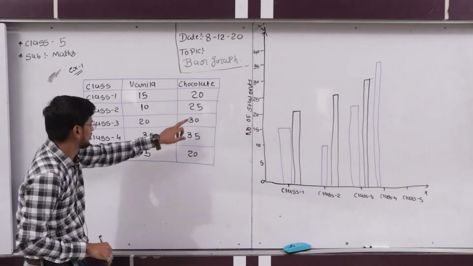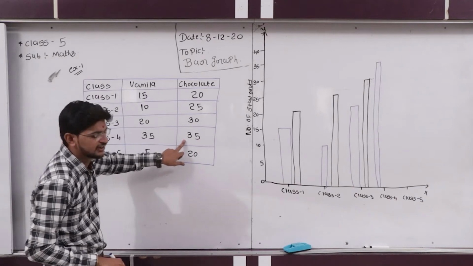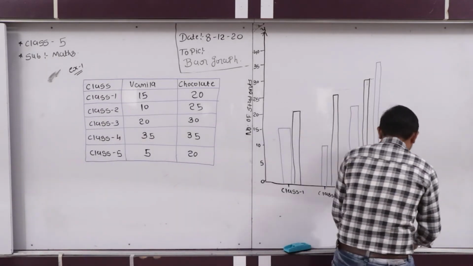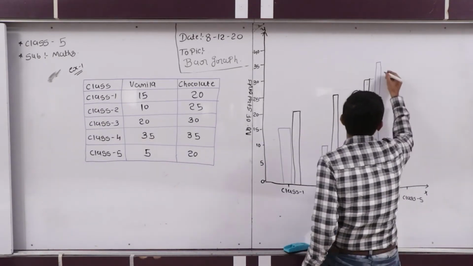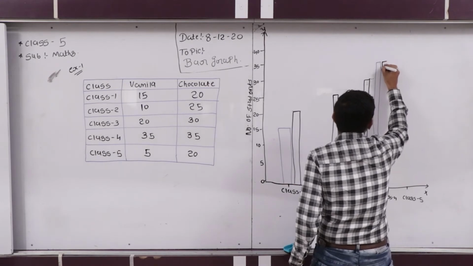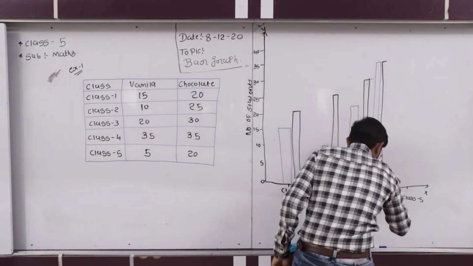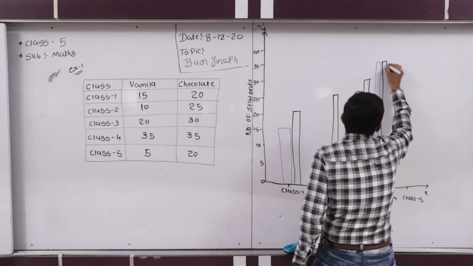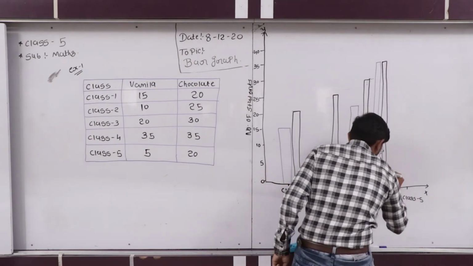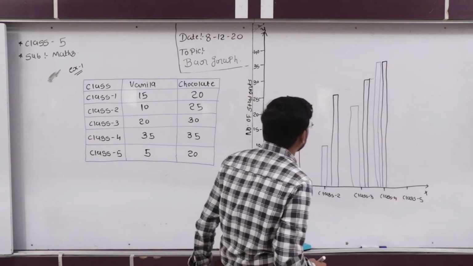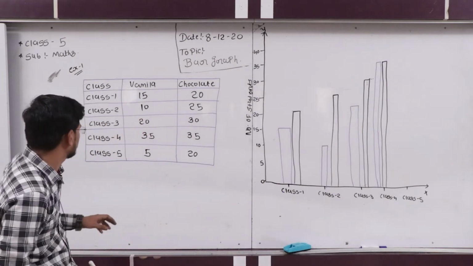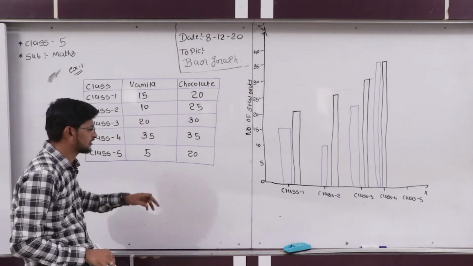And also 35 students like chocolate ice cream in class 4. So draw it here. In both categories, the students are the same, so draw the same bar graph. Right? And the last, class 5, students who like vanilla ice cream.